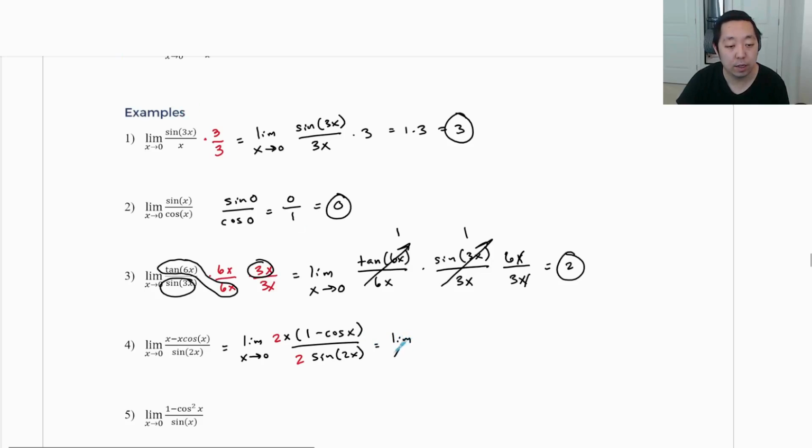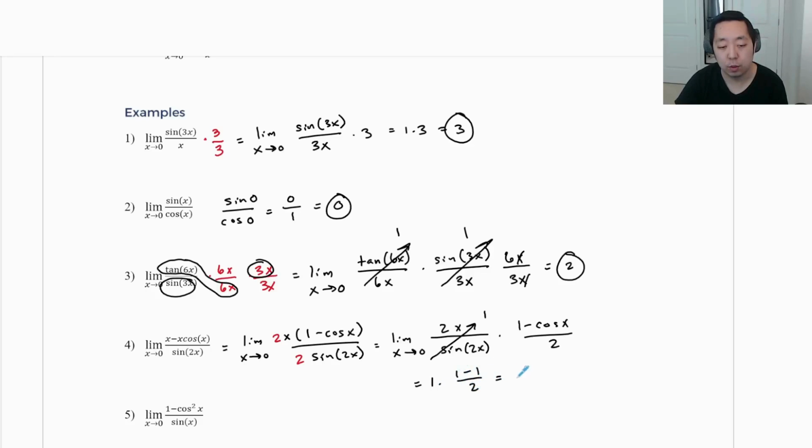So then I'll get the limit as x goes to 0. Let me group that 2x over sine of 2x separately. And then I'm just left with 1 minus cosine of x over 2. And I know from my limit that this goes to 1. So this just becomes 1 times, and then I can just plug in 0 here. 1 minus cosine of 0 is 1. So this is going to be 1 times 0, which is 0.